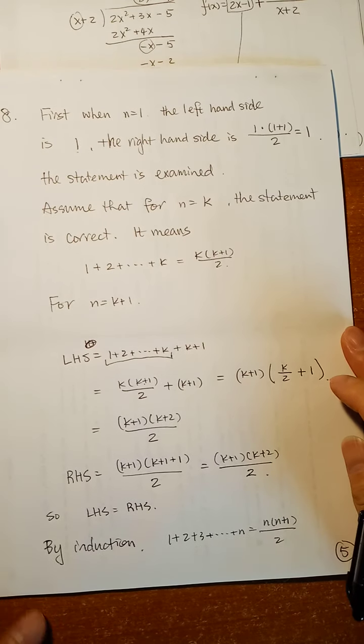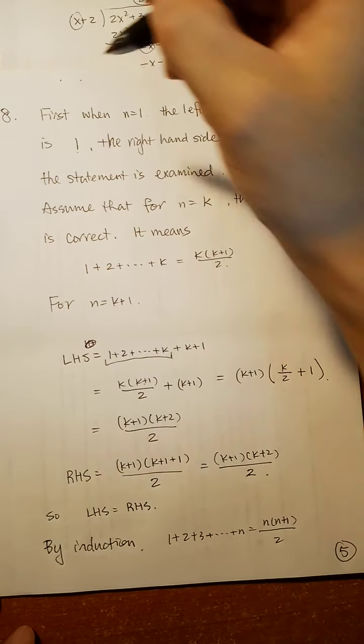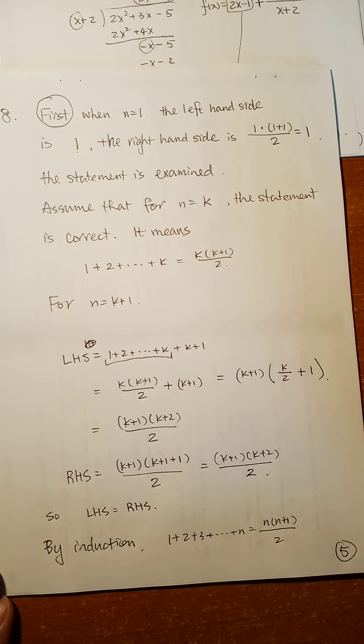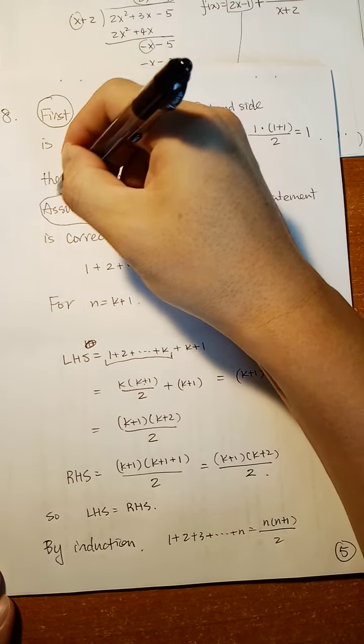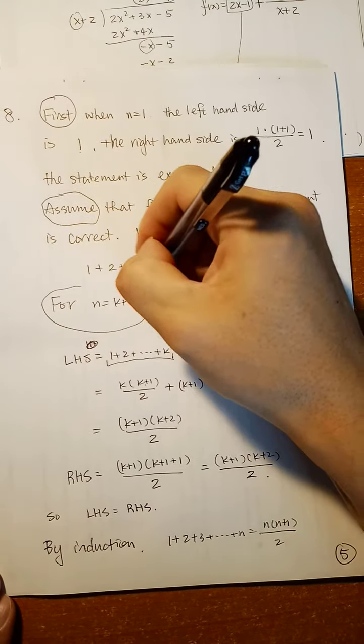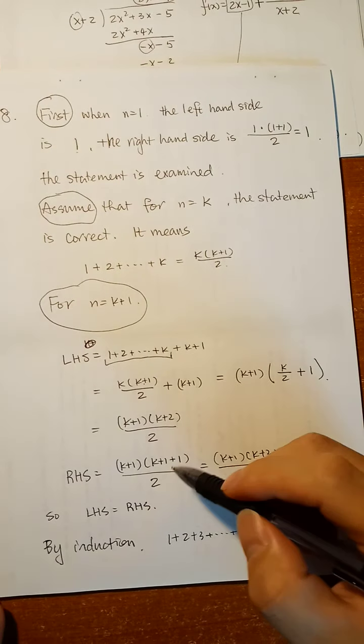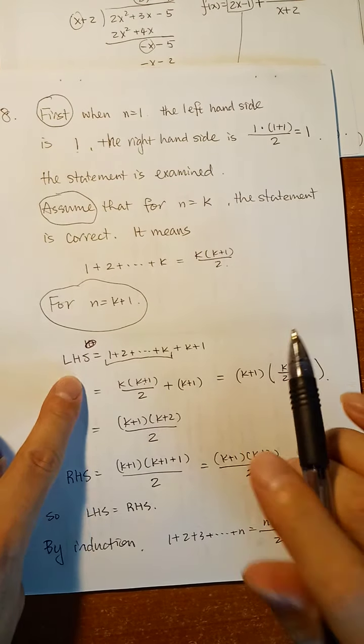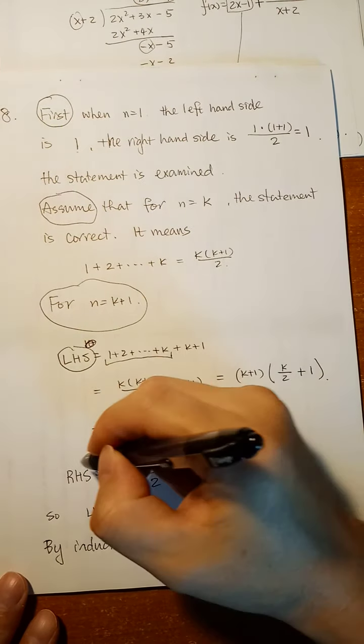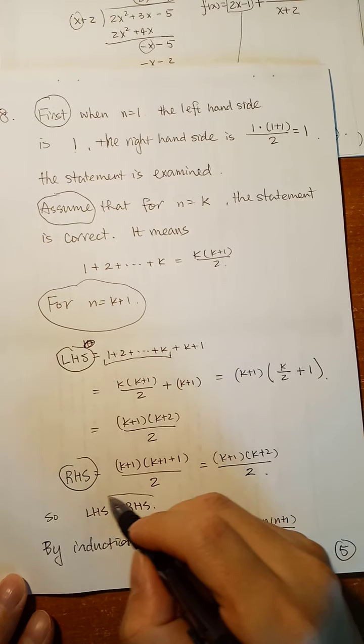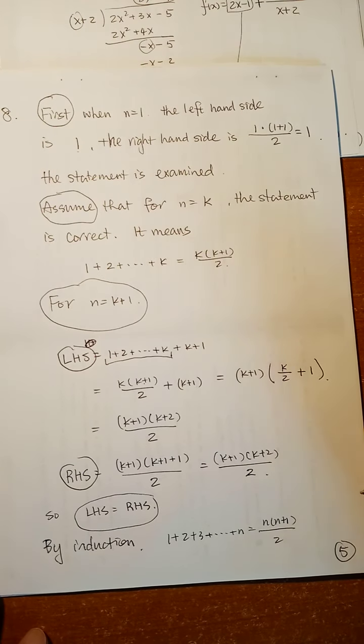So mathematical induction always has 3 steps. First step, and second step, assume. Third step, for the next one, you always separately discuss the left hand side and right hand side and figure out they are equal to each other. Then by induction, it is correct. Okay.